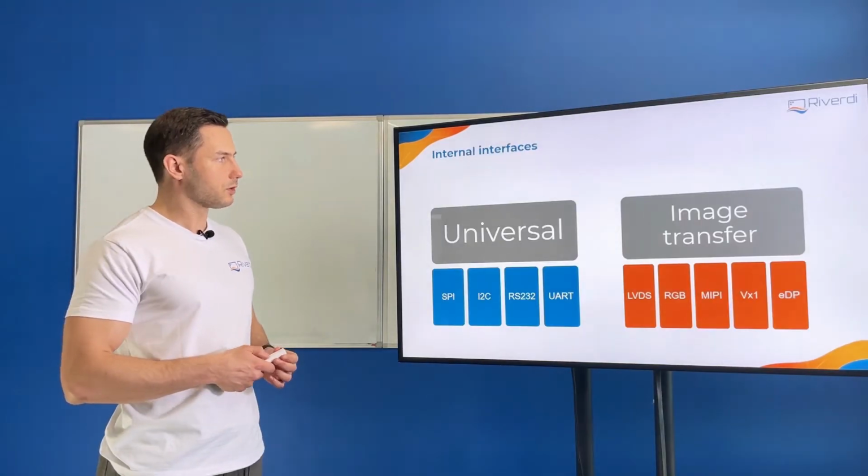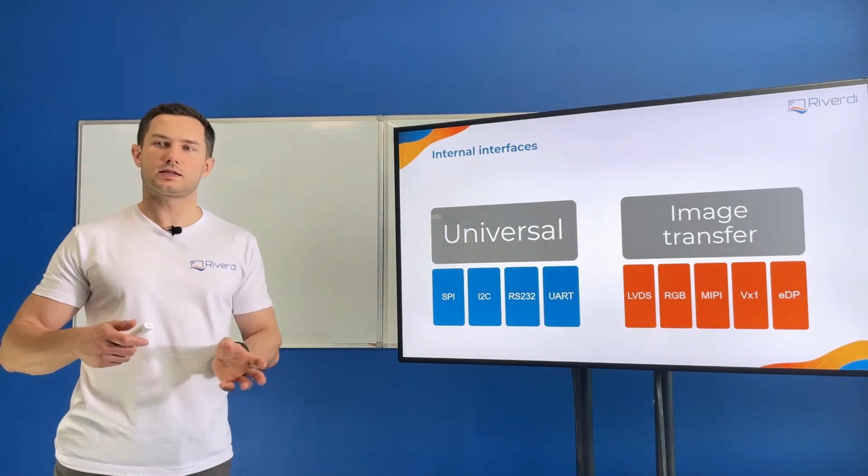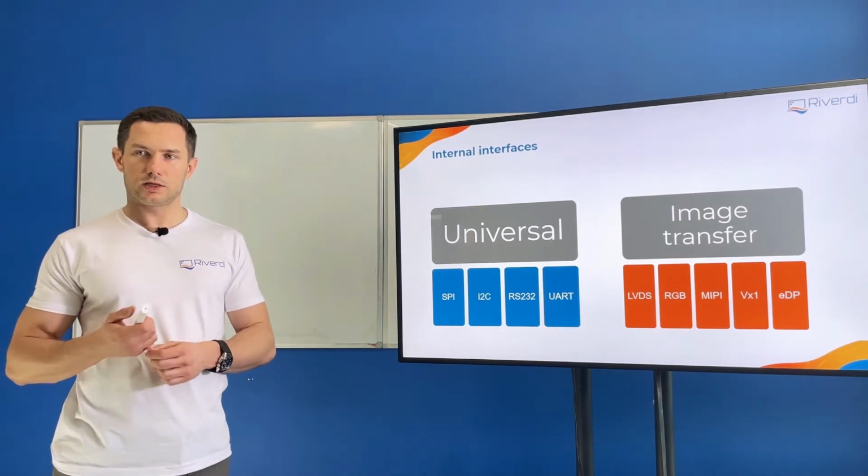So let's first try to organize interfaces a little bit. As I mentioned, we have universal interfaces and image transfer interfaces for internal interfaces, so the interfaces that are embedded into the device. And universal means we can send other data through them, not only image.